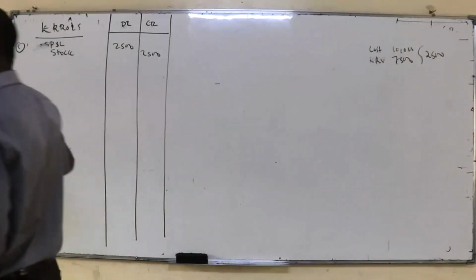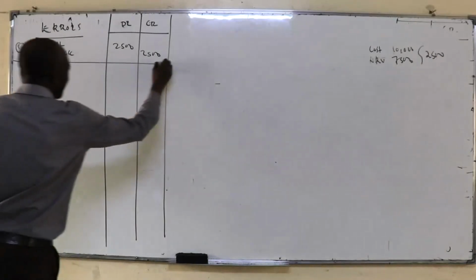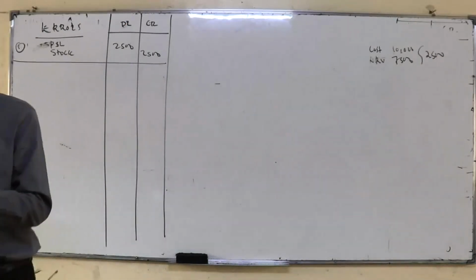And anything that is treated as an expense, you debit profit and loss account. You narrate. Umemaliza. Tunaenda number 2.